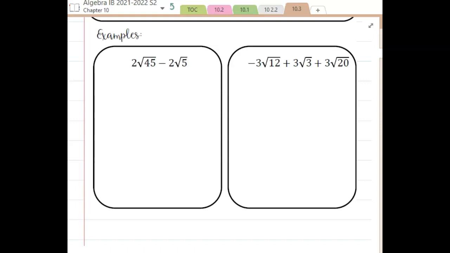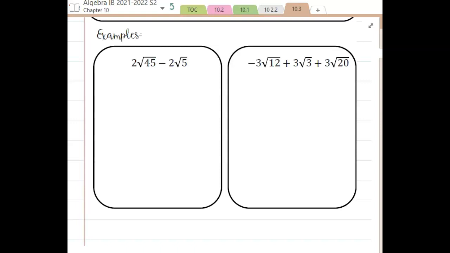So if you look at this, I have the square root of 45, and I have the square root of 5. It's not the same. So technically, I can't combine these together. But what's different about radicals is I might be able to do something with these. Because that square root of 45, what can I do with the square root of 45? I can break it down.